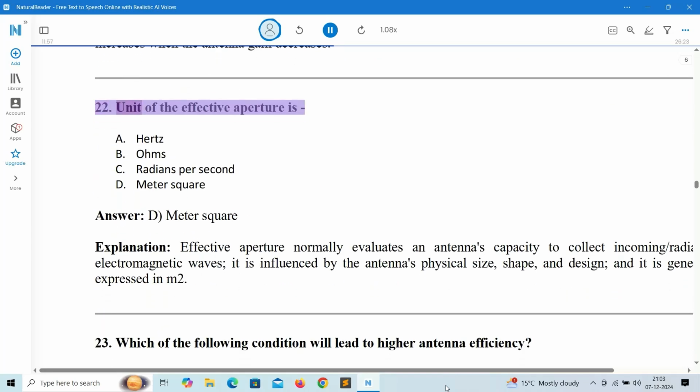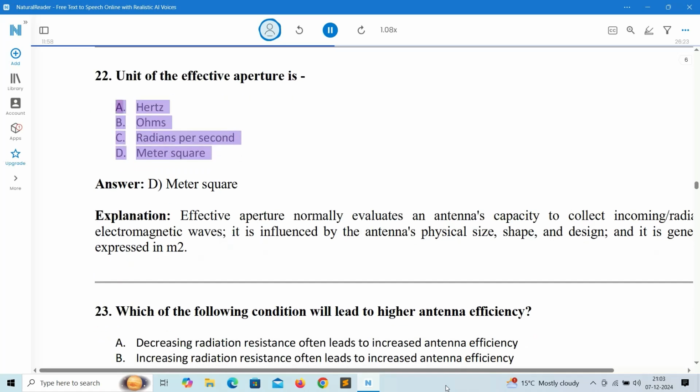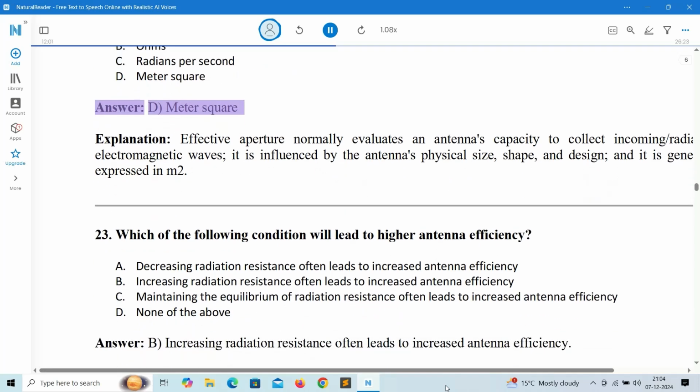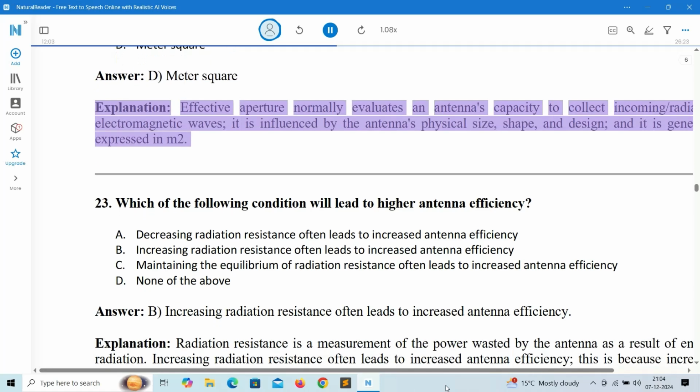22. Unit of the effective aperture is: A. Hertz. B. Ohms. C. Radians per second. D. Meter square. Answer. D. Meter square. Explanation. Effective aperture normally evaluates an antenna's capacity to collect incoming electromagnetic waves. It is influenced by the antenna's physical size, shape, and design, and it is generally expressed in m².